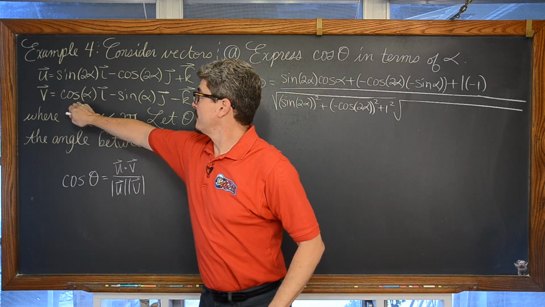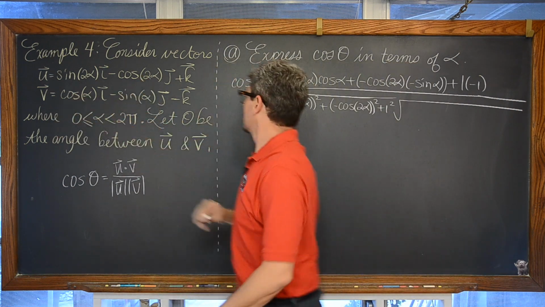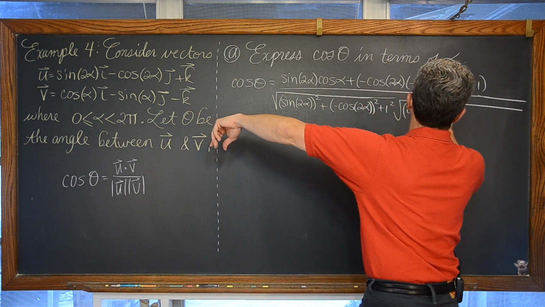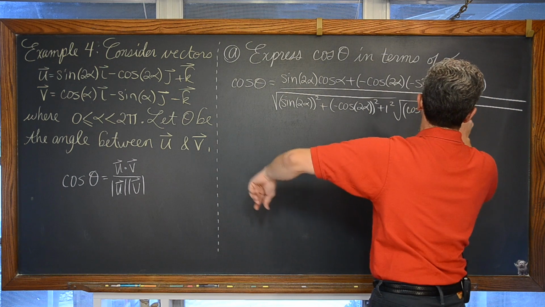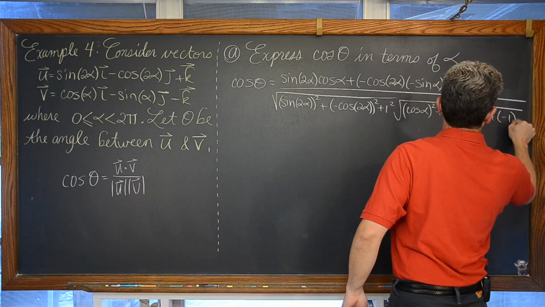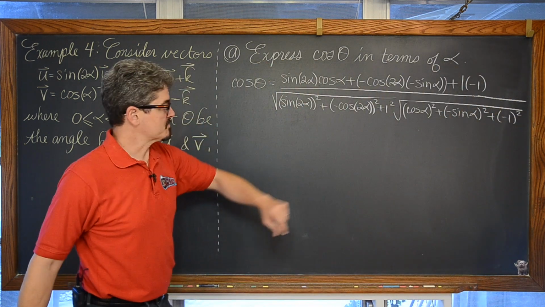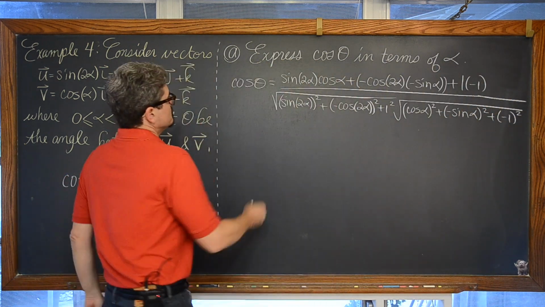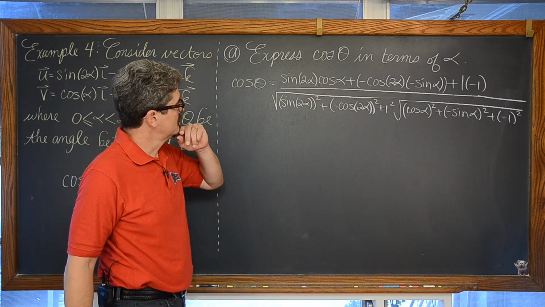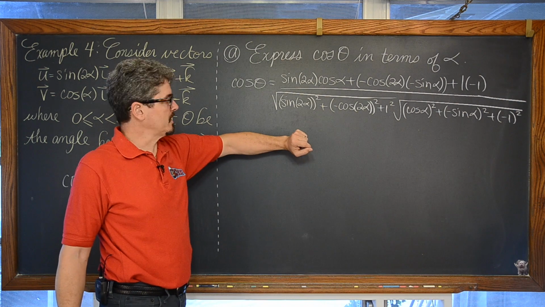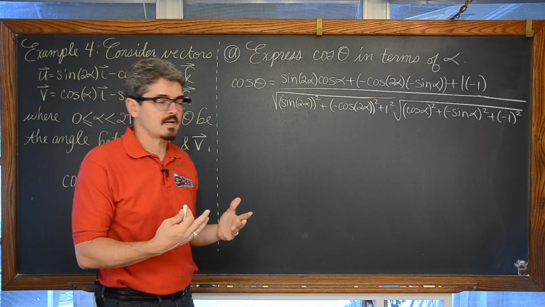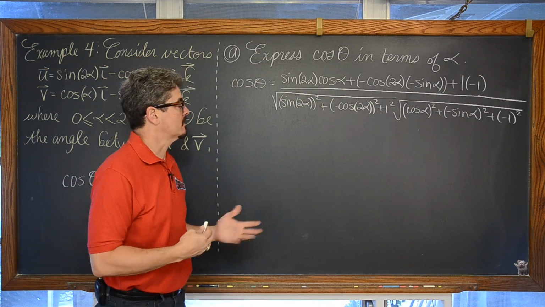Second vector, cosine of alpha squared plus negative sine alpha squared plus negative 1 squared, being careful of those parentheses so you have a correct sign here. There's a lot going on here, but it looks like the denominator is going to clean up pretty nicely. This is why this is a challenging question, and as you go through all of your math classes, I'm not sure what level of math you're doing this in right now.